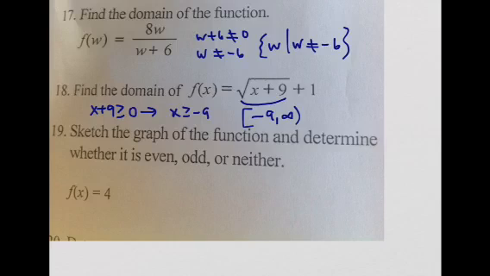Okay? Number 19, sketch the graph of a function and determine whether it's even, odd, or neither. Well, f of x equals 4, that's the same thing as saying y equals 4, and that's a horizontal line on 4. So it's a horizontal line. So then, yes, it is even because it's symmetric with respect to the y-axis. Okay, so it's going to be an even function.